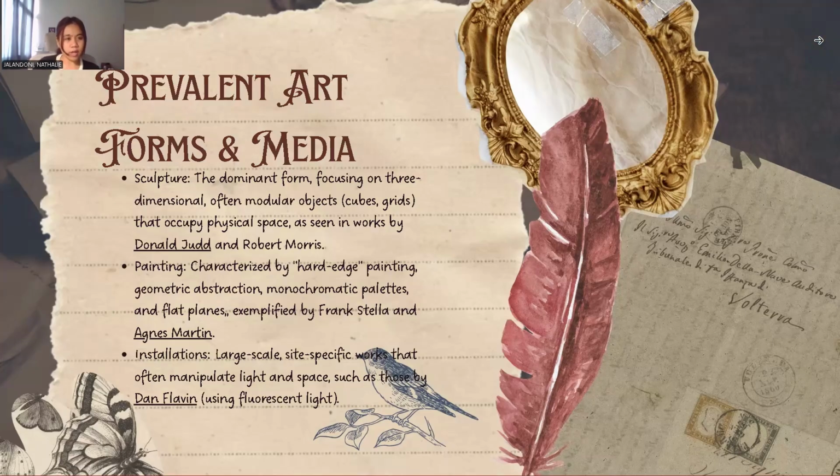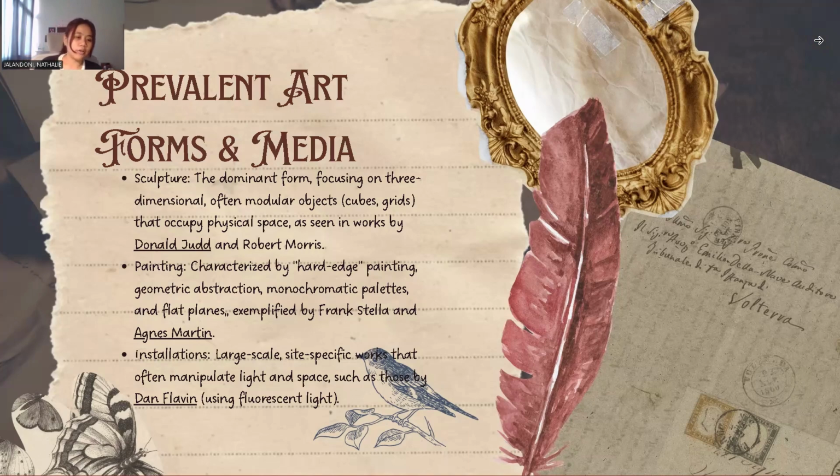What was this art actually made of? Minimalists loved industrial media. We're talking about steel, aluminum, plexiglass, concrete, and neon. These materials were honest. They didn't pretend to be anything else. The most common form was the grid. The grid is the ultimate minimalist tool because it is mathematical and has no hierarchy.